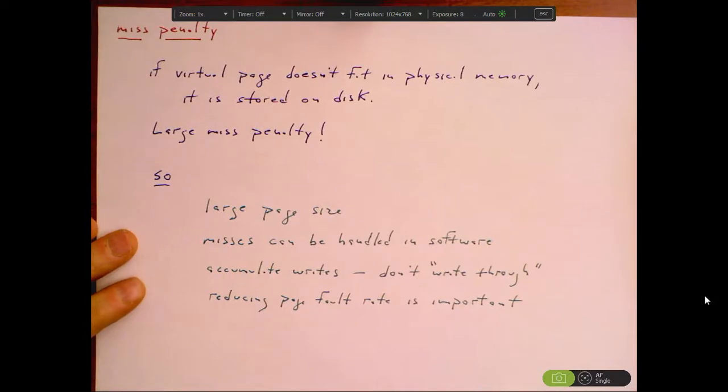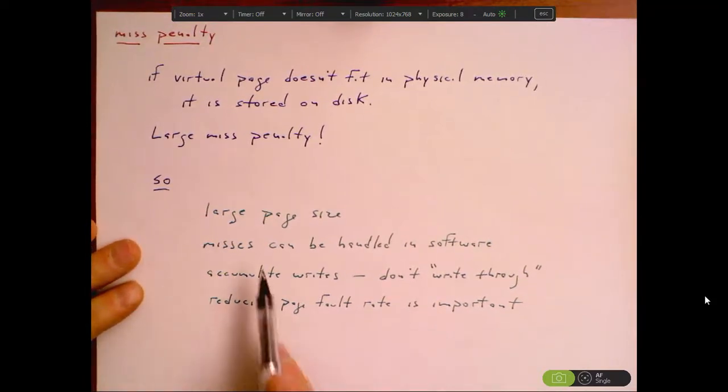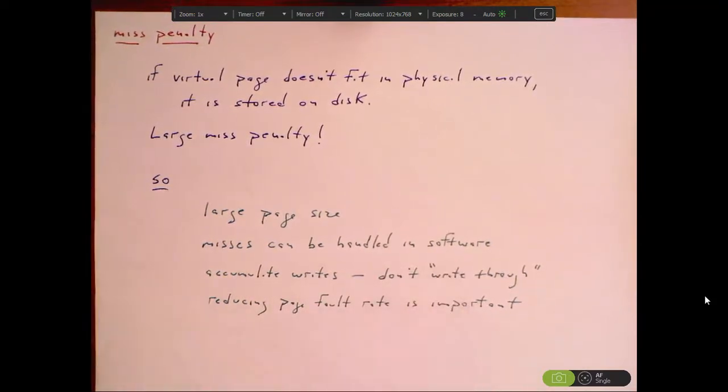Also, because there's this mechanical component, it's really slow, we can get software involved in handling the misses. Because the time to run some software relative to the time for the mechanical components of the disk is very, very small. So we can afford to do some things in software here.